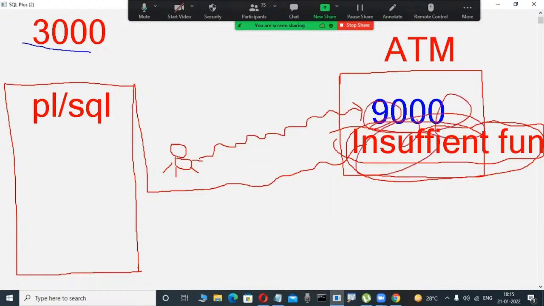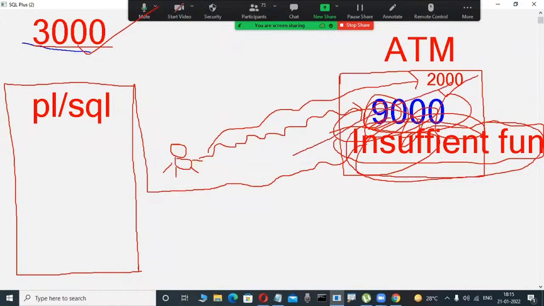Another scenario. For example, my balance is 3,000. Suppose I insert an ATM card and try to withdraw 2,000 rupees. Is it possible? Possible. Why? Because my balance is 3,000, and 2,000 is less than 3,000. That's why the withdrawal is possible. We are withdrawing 2,000 in this example.